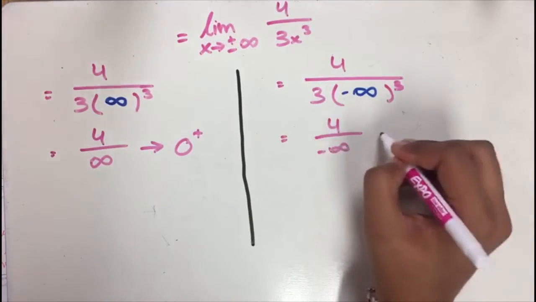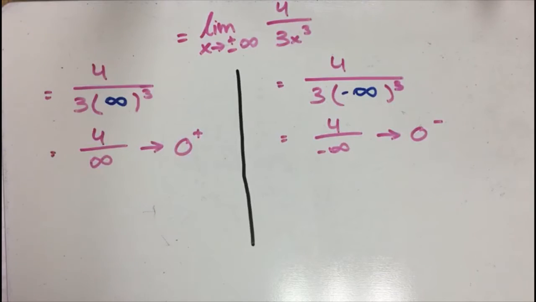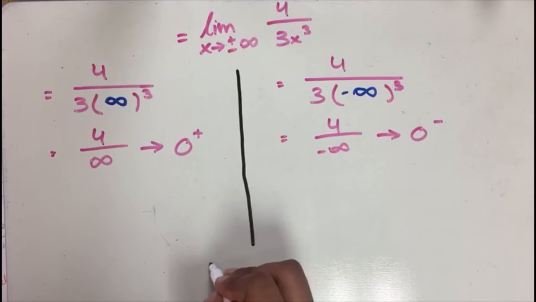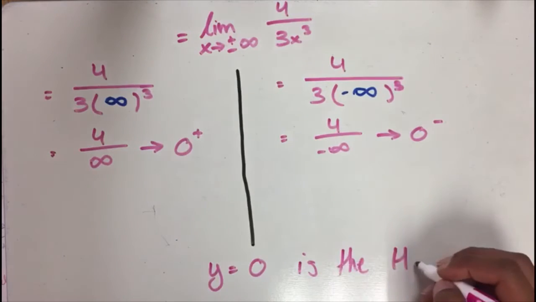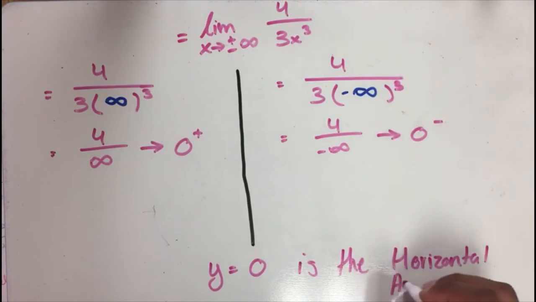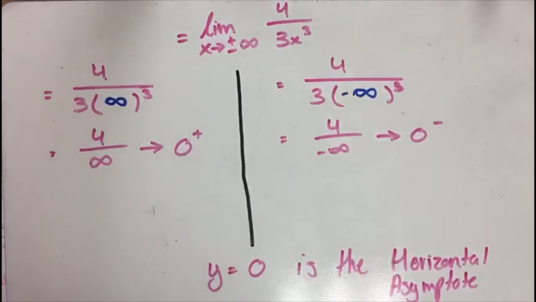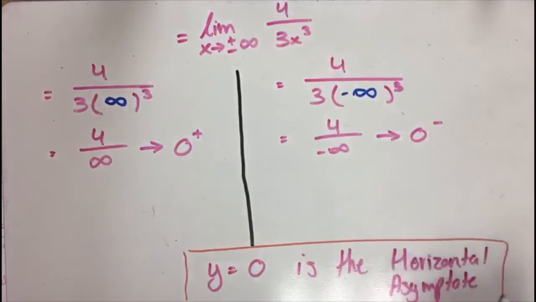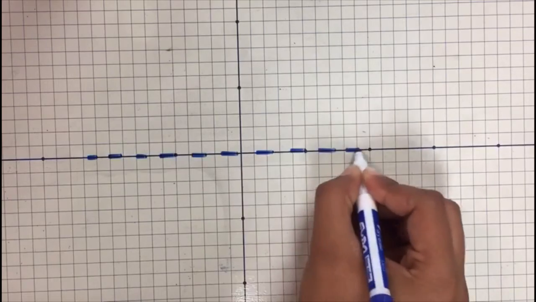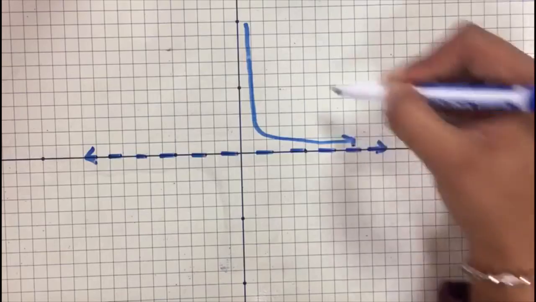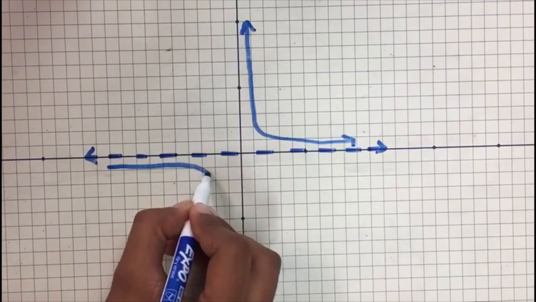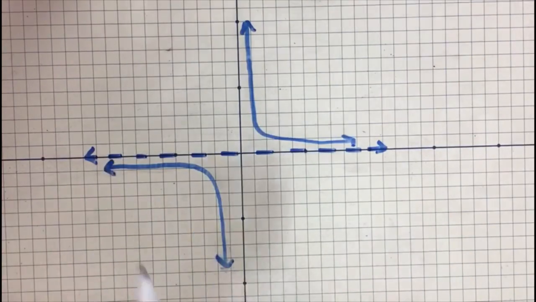When simplified, we get two answers, 4 over infinity and 4 over negative infinity. Since any number over infinity equals 0, the horizontal asymptote is y equals 0. The graph shows that the horizontal asymptote is y equals 0. We can see that the function approaches 0 but does not reach 0.